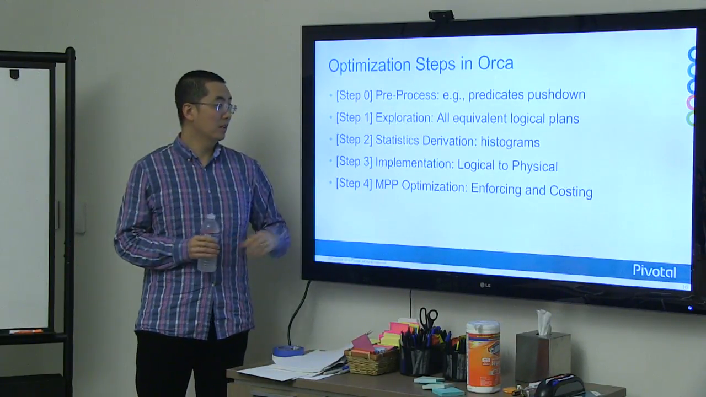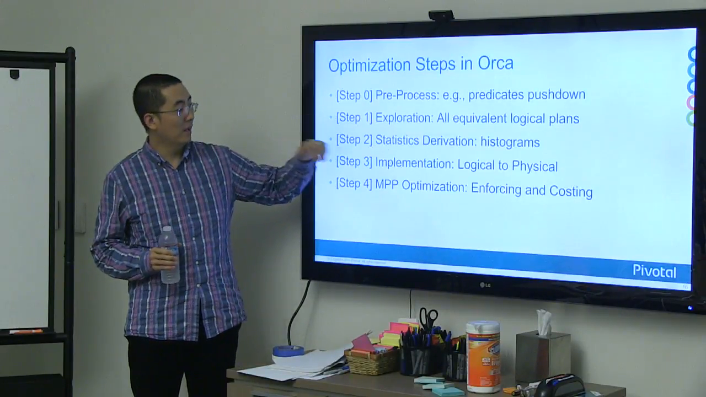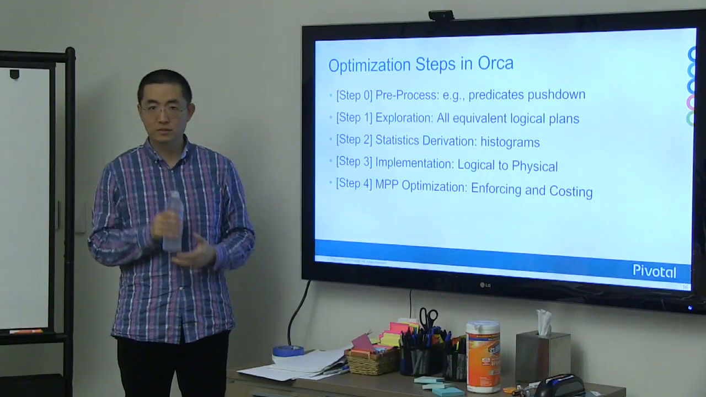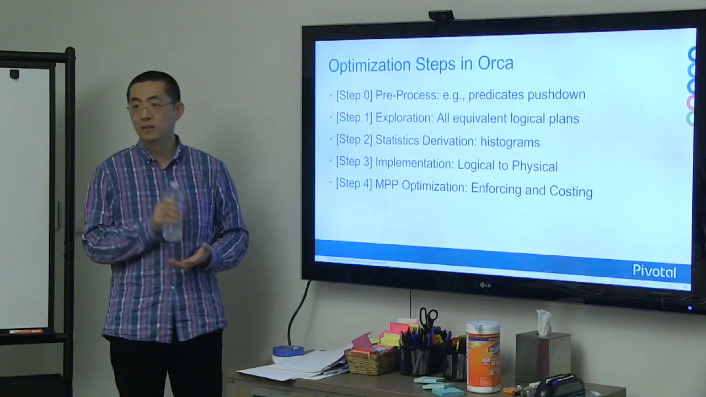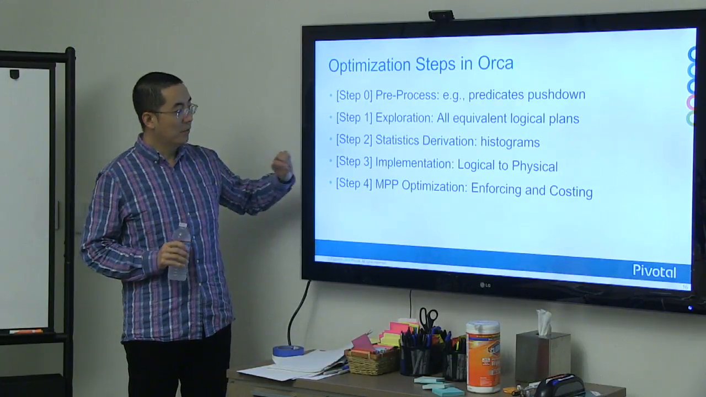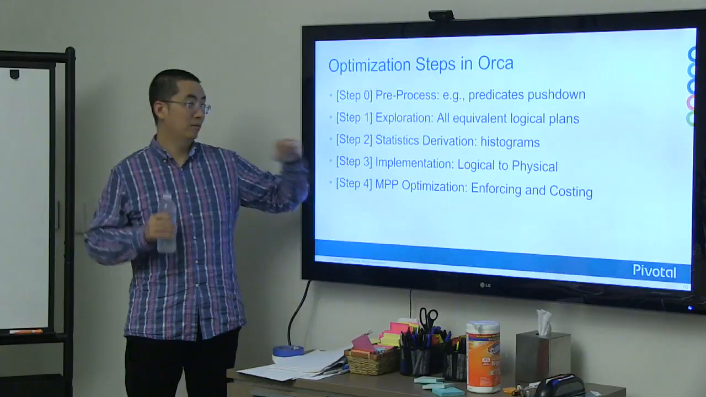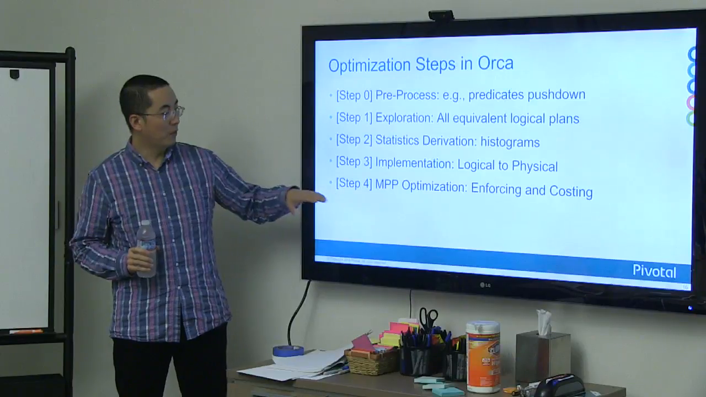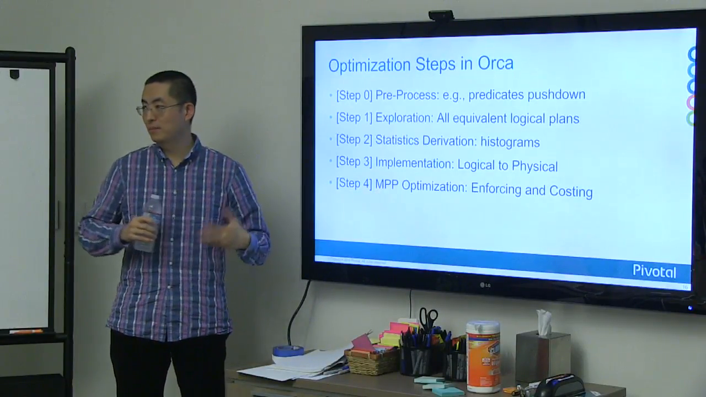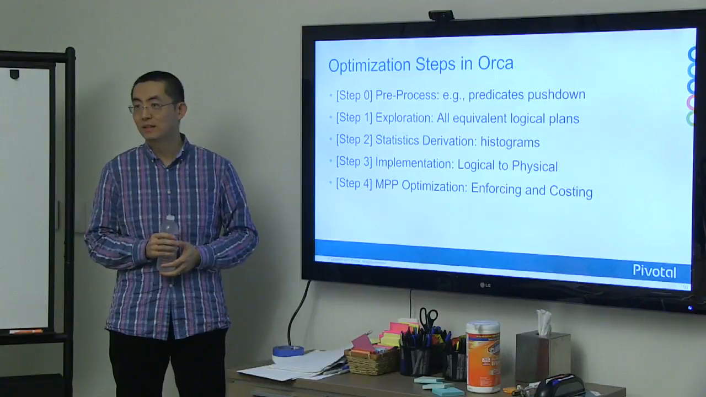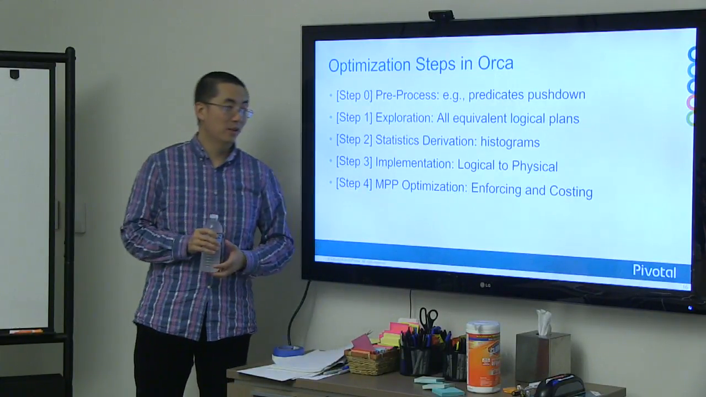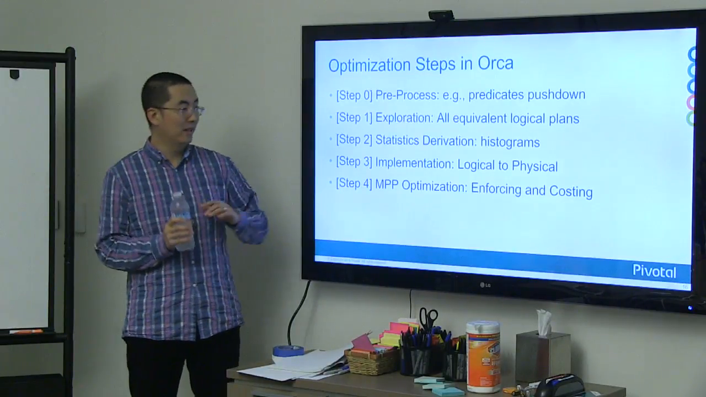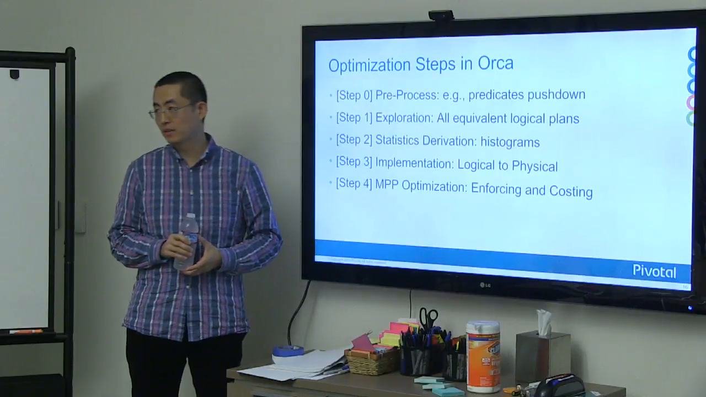And in step 2, basically we look at the plans we have, and we start to acquire the statistics and compute the cardinalities for my join, for my table, for my index scan, and so forth. At step 3, once we figure out a good set of plans, we convert them from logical to physical. In step 4, we make this query plan more MPP friendly, massively parallel processing friendly. In this case, we look at distribution, what's the easiest way to distribute, what's the best cost to move the data around, and what's the overall costing for it.